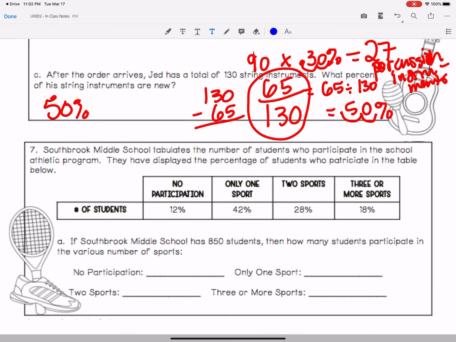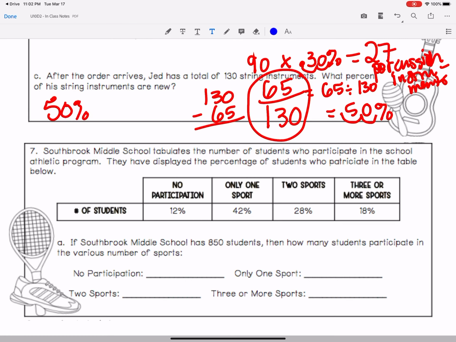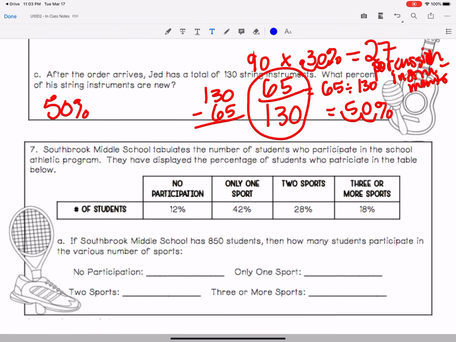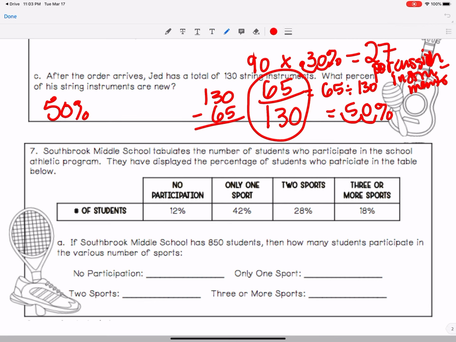Okay, question 7. Southbrook Middle School tabulates the number of students who participate in the school athletic program. They have displayed the percentage of students who participate in the table below. So let's see, number of students. No participation, there were 12. 12 students did not participate in the athletic program. 42% participated in one sport, 28% participated in 2 sports, and 18% participated in 3 or more sports.